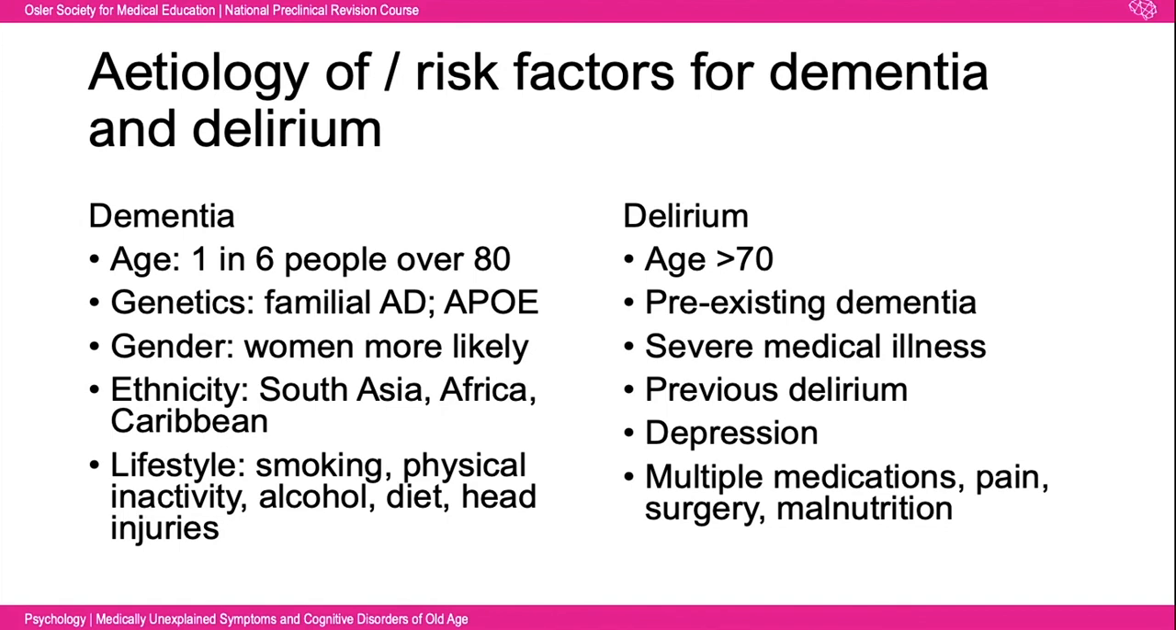Similarly, delirium is more common in the elderly, particularly over 70. Dementia is the biggest risk factor for developing delirium. Severe medical illness, a history of previous delirium, and depression can also all contribute. And precipitating factors include adding 3 or more medications, the use of physical restraint, pain, surgery, anesthesia, and malnutrition.